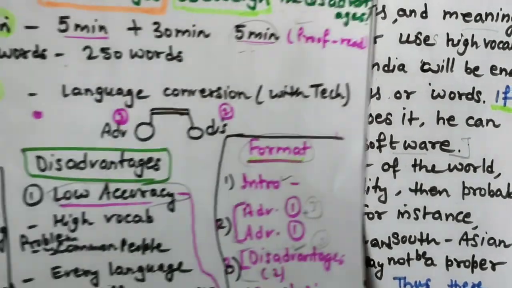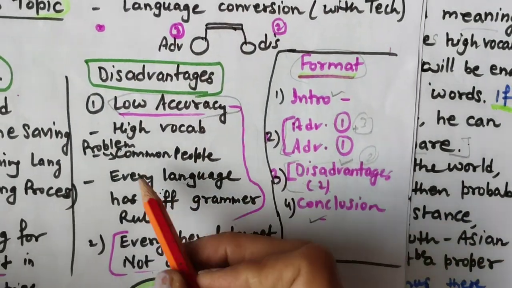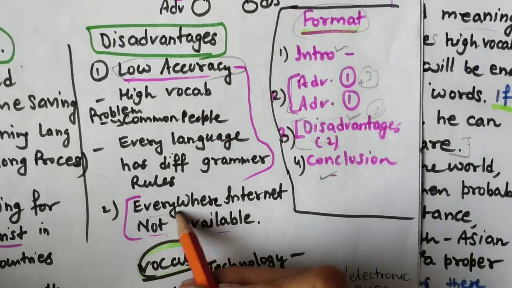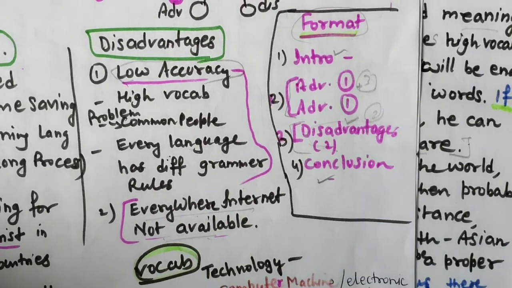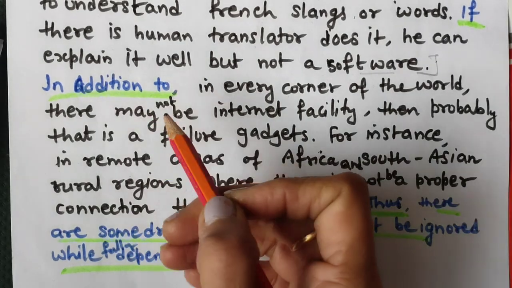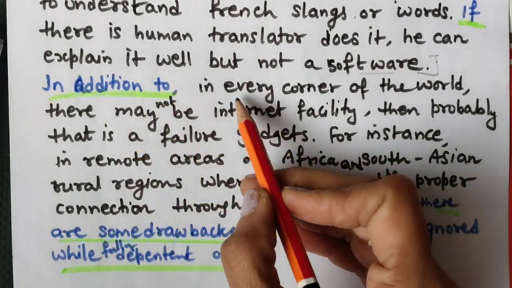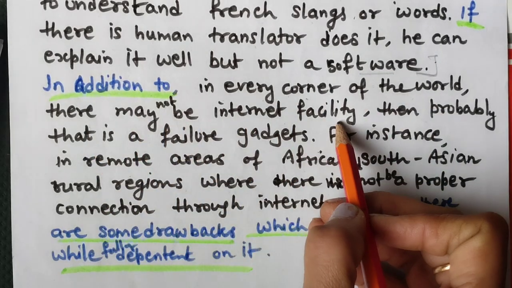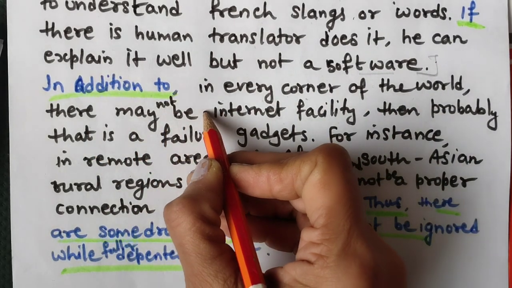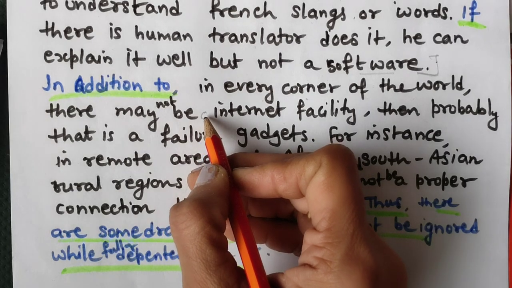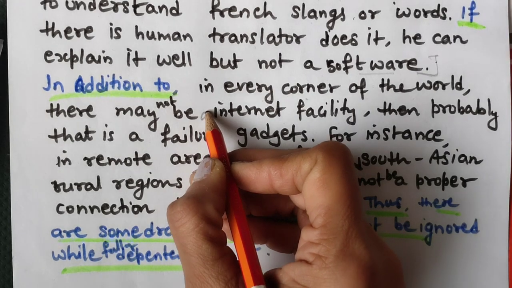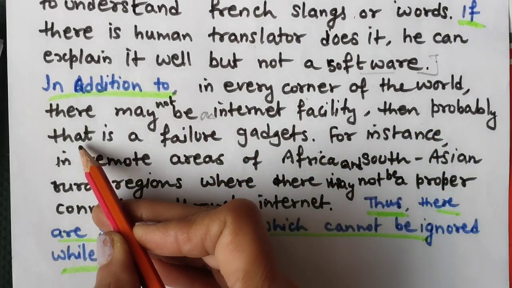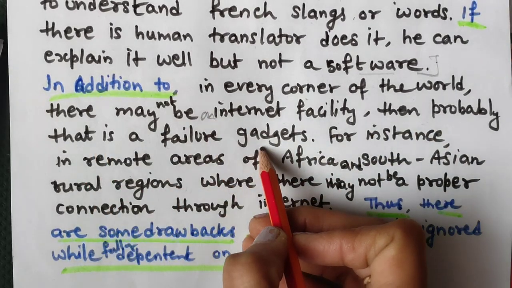Now see this, I have written everything, high vocabulary, a problem for common people, and every language has different grammar rules. Now I'm going to write "internet not available." So in addition to, or moreover, or furthermore, anything you can use, in every corner of the world, there may not be an internet facility, then probably that is a failure gadget.